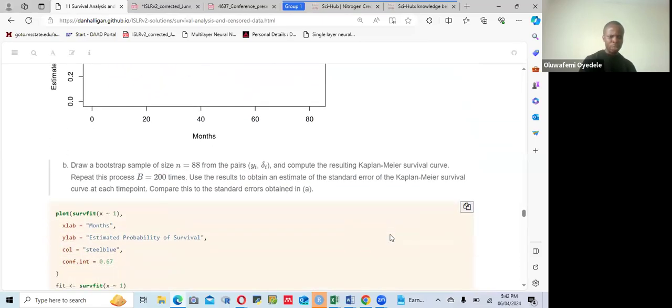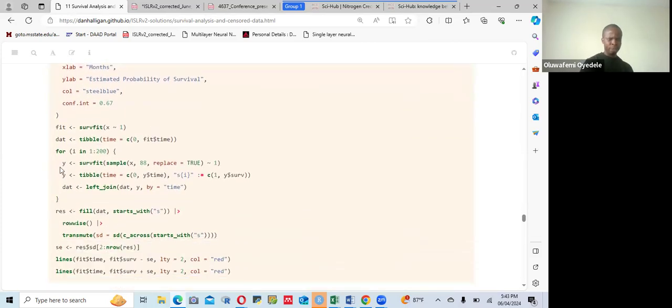Now they draw a bootstrap sample of n, which is 88, from the data and compute the resulting Kaplan-Meier survival curve. We should repeat this process B equals 200 times. We should use the result to obtain an estimate of the standard error of the Kaplan-Meier survival curve at each time point, and compare this to the standard error obtained in A. So we use the plot function. Here we fit the model. We create a new table.